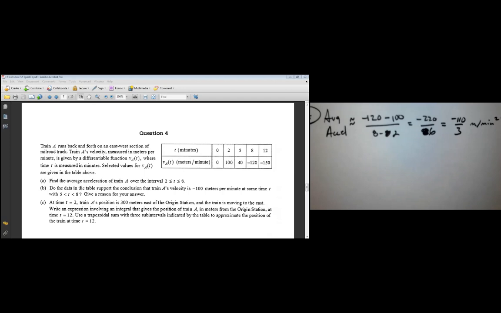Okay, part B, we are going to be skipping. That's a lesson I need to teach you another day. Part C, though, ties directly into what we were just working on.